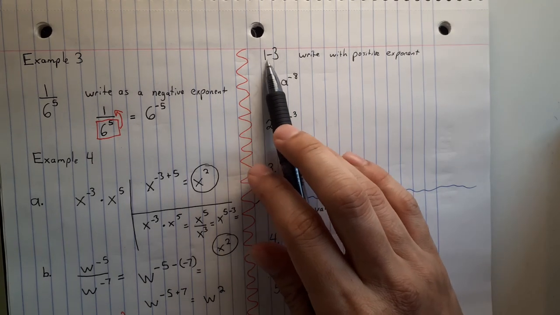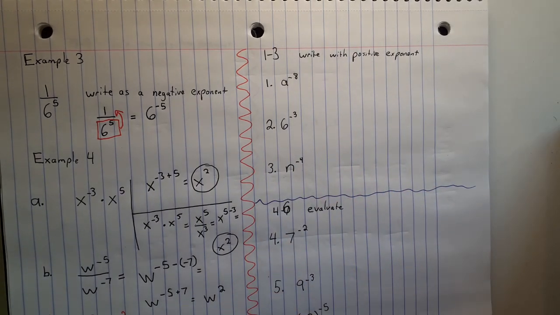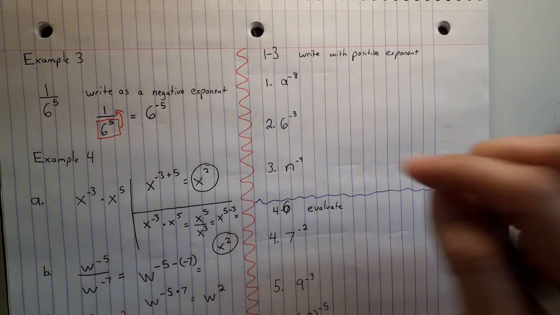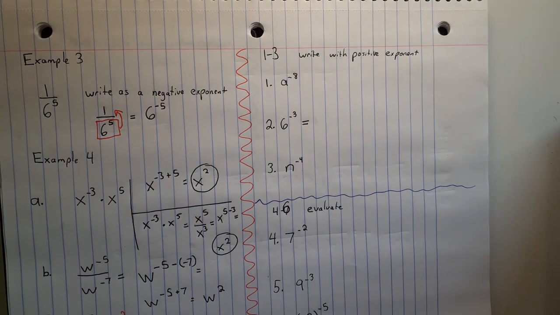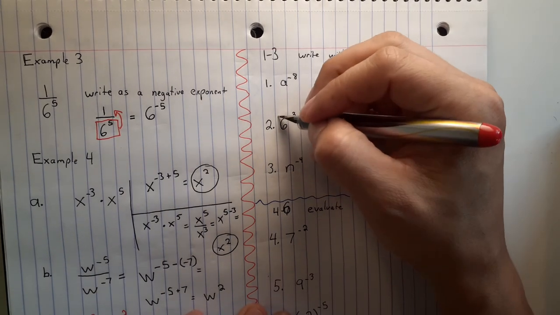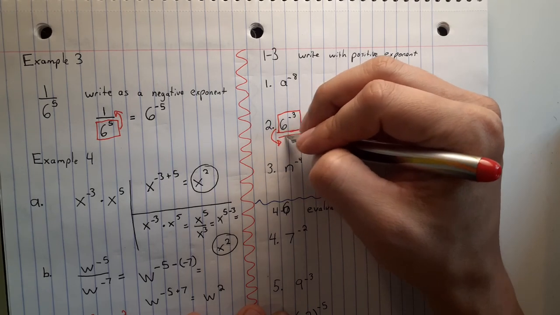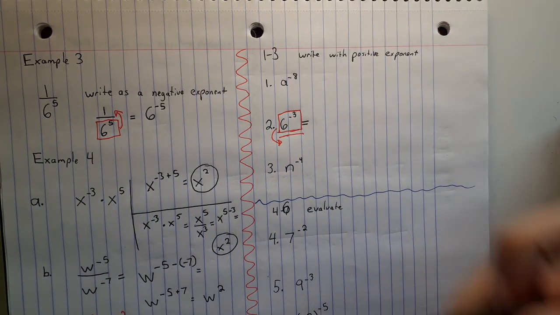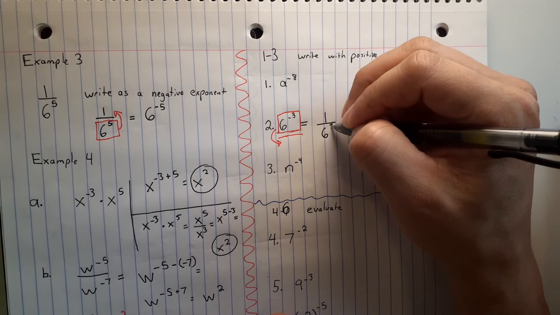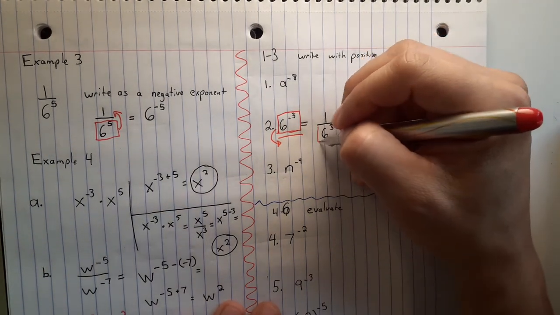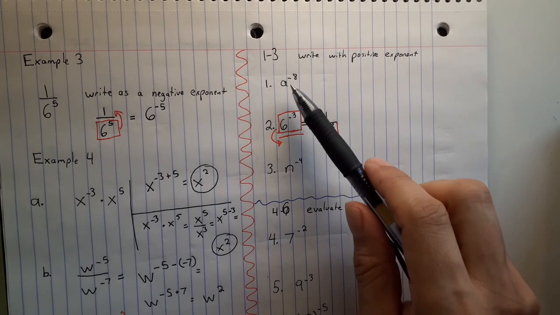So questions 1 through 3, write with a positive exponent. I will solve one of these and the rest are up to you. Let's go with problem 2. 6 to the negative 3. Well, because it's a negative exponent, I'm going to move it to the denominator. So that answer would be 1 over 6 to the power of 3. All right. Good luck with problems 1 and 3.